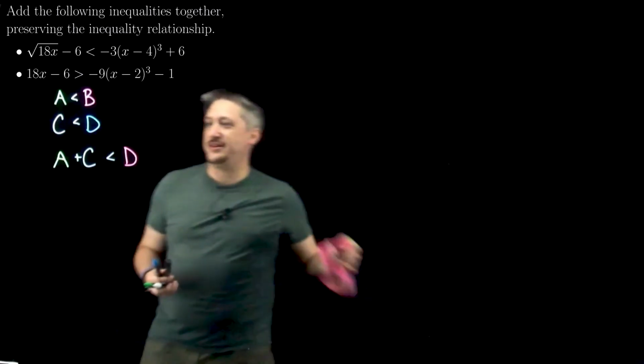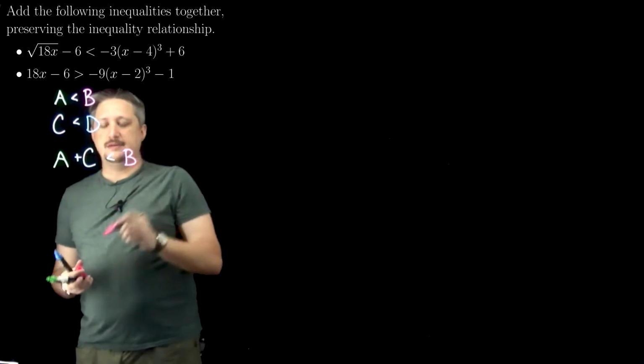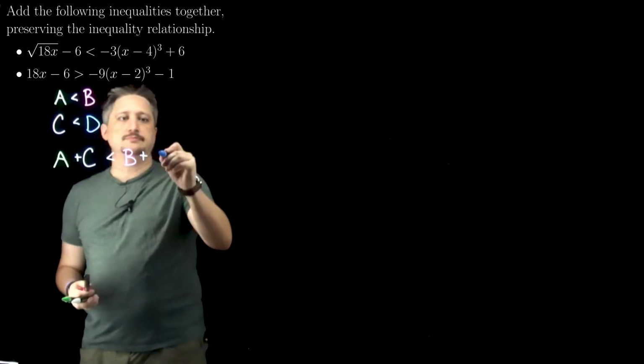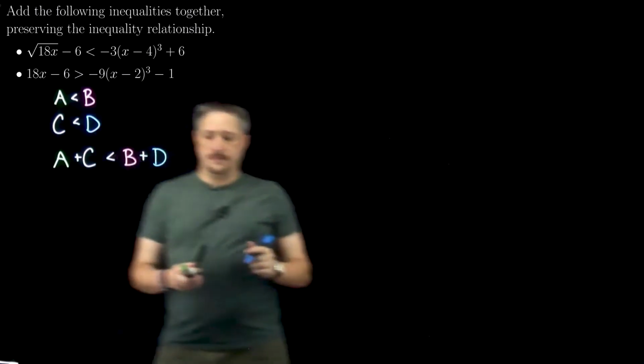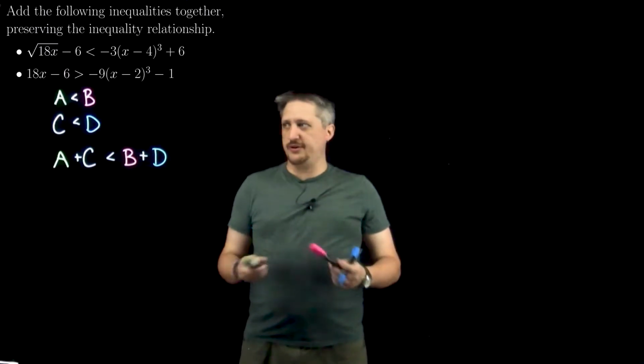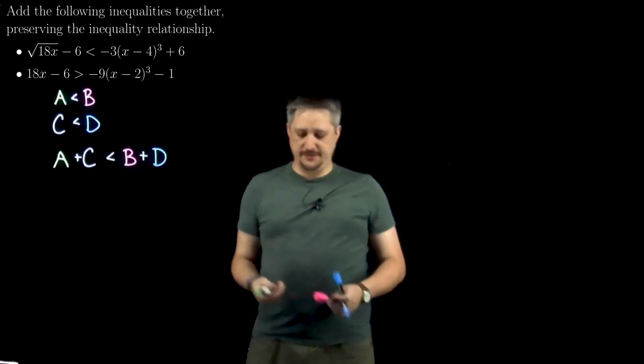Let's try actually maintaining this colored, there we go, B plus D. Okay. So this is the way that you can put inequalities together. And this is true no matter what A, C, B, and D are, this will work, okay?